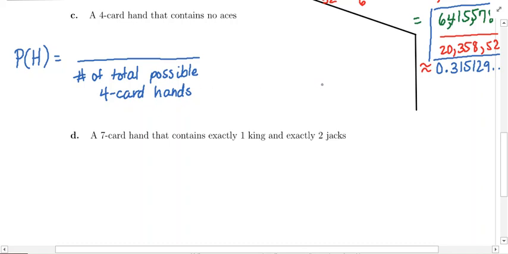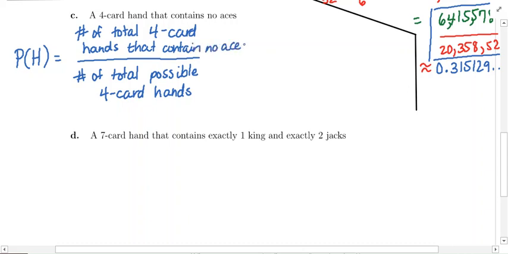In the numerator, we're going to try to compute the number of total possible 4-card hands that meet the criteria that we're looking for. We're trying to figure out the total number of 4-card hands that contain no aces. All right, so let's do this.